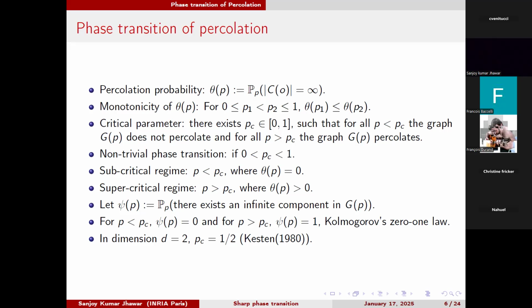Okay, so in 2 dimensions, the critical value of the parameter was first shown to be one half by Kesten in 1980. But what is still not known is what happens in dimension strictly greater than 2. I mean, there are some partial results, but we don't go into that.